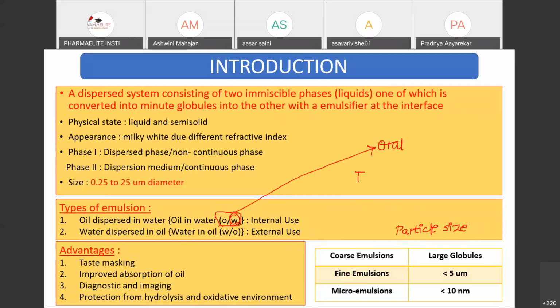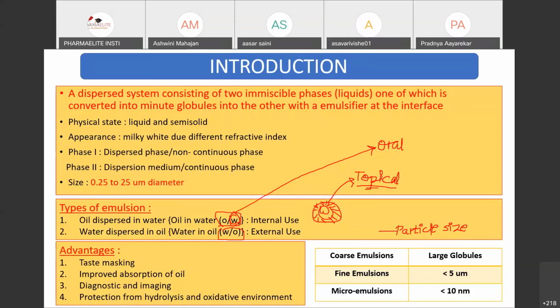If I am giving via topical route, what type of emulsion will it be? Say it is a cream, say it is a gel, what type of emulsion would it be? If it's a topical application, obviously it will be water in oil. Water is inside, oil is on the outside. This oil brings the nature of hydrophobicity. So it is more lipophilic. Lipophilic material can easily penetrate through your skin. So your creams in most cases will be water in oil emulsions having topical route of administration.